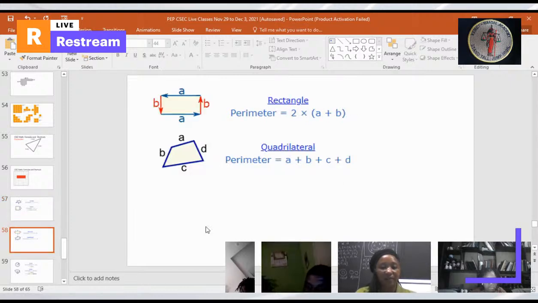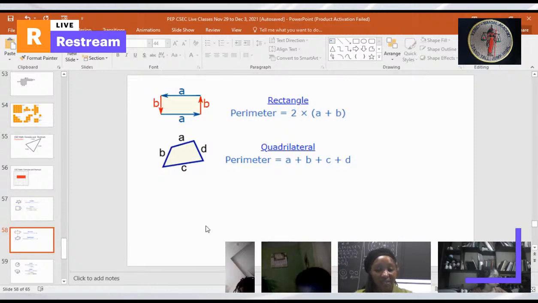So we're saying for the rectangle, since the lengths are the same and the widths are the same, the perimeter of the rectangle is 2 times the length plus 2 times the width. Or if all else fails, remember the basic idea of perimeter is to add all the sides. So if you don't want to say 2 times length plus 2 times width, just add up the length plus the length plus the width plus the width.